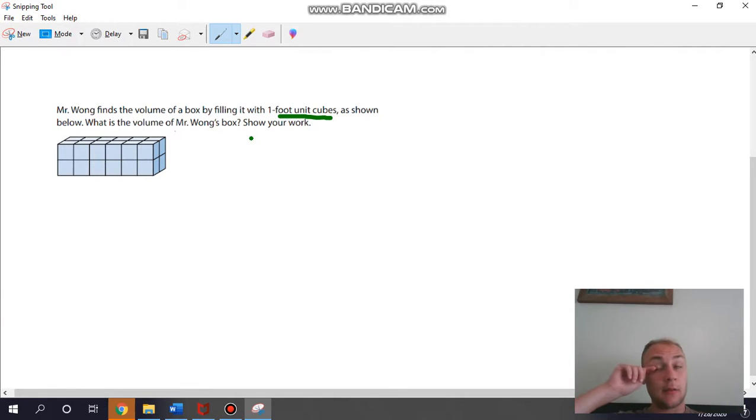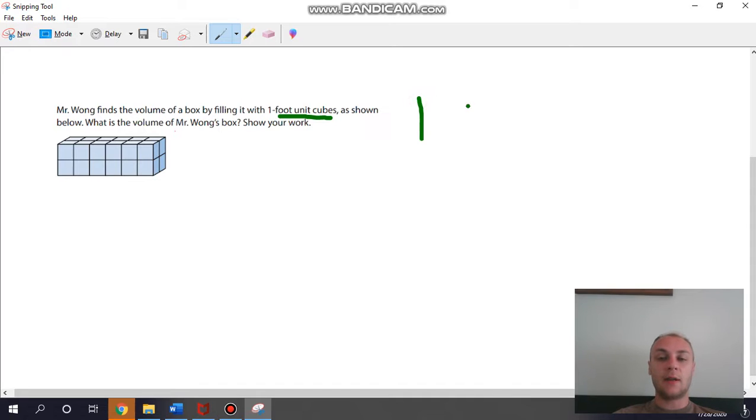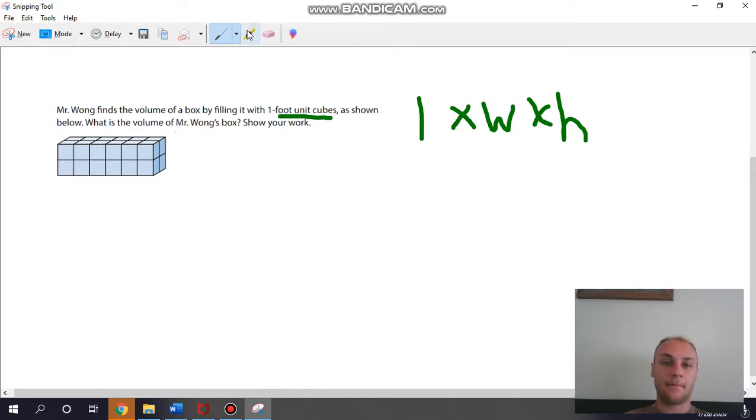Can I just count? I could try and count, but there are some cubes that are missing behind that I wouldn't be able to see. So let's try and do this. First, let's try and do it by finding the length, width, and height, okay? So I'm going to again write the formula for volume over here. L times W times H, okay?